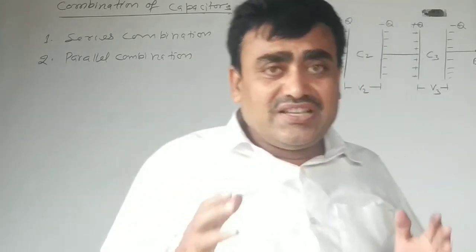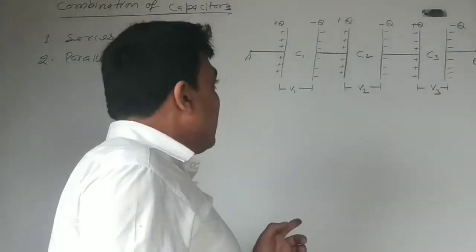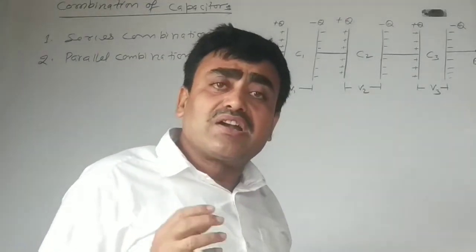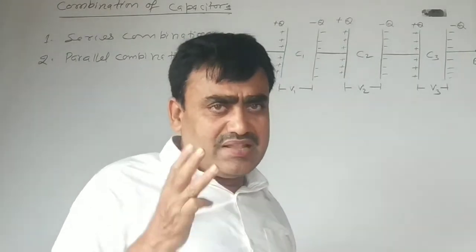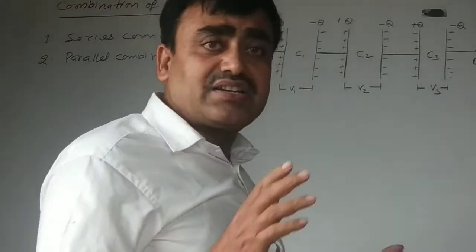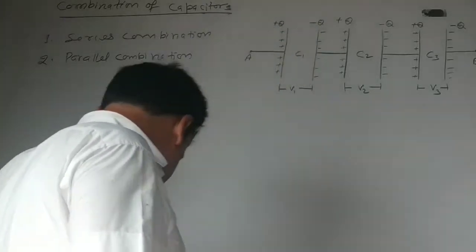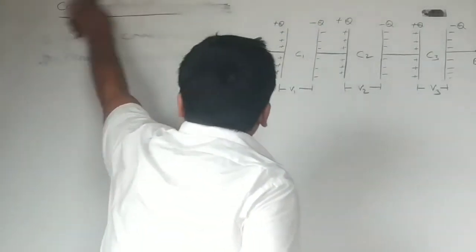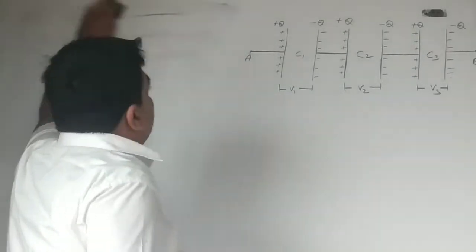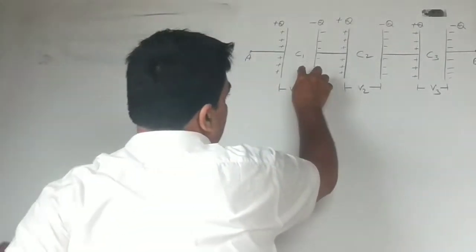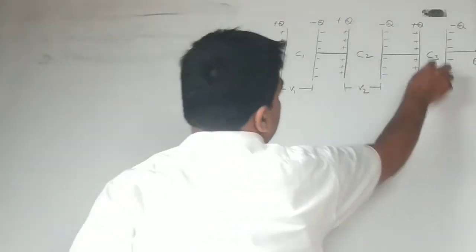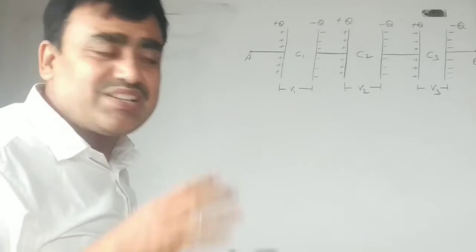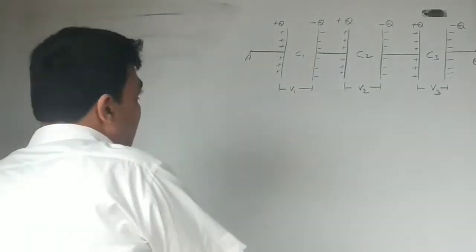Here I am going to explain what will be the equivalent capacitance when three capacitors are connected in series combination. Here three capacitors with capacitances C1, C2 and C3 are connected end to end, that is series combination.